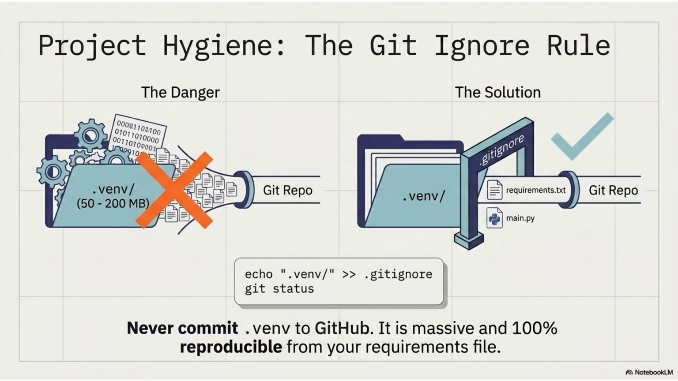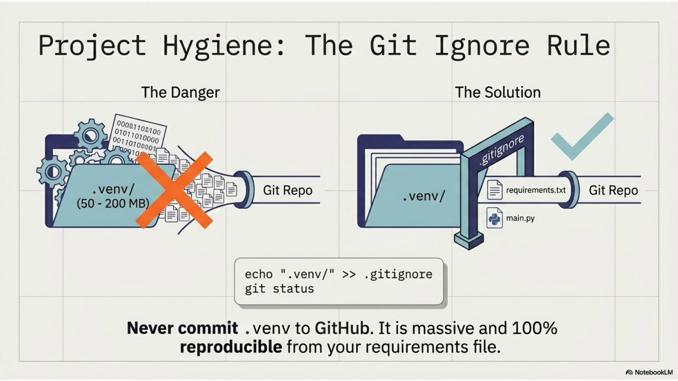This slide covers the .gitignore rule. One of the most important hygiene habits in Python development, the danger scenario, committing the .venv folder to GitHub. The .venv directory is 50 to 200 megabytes of binary files, compiled extensions, interpreter copies, cache data. It would make your repository massive, slow to clone, and potentially platform specific.